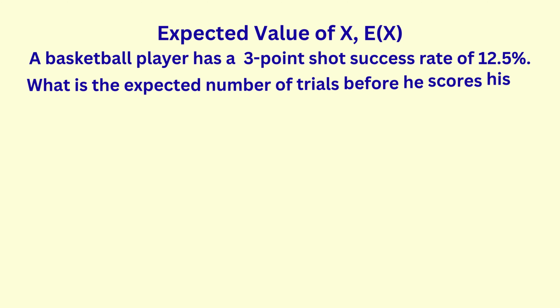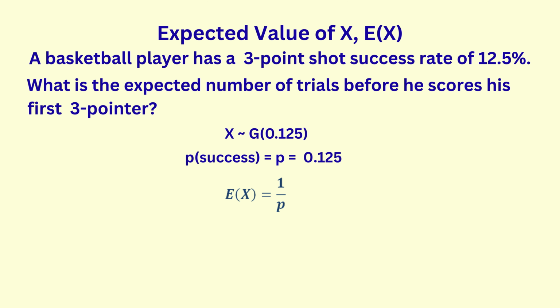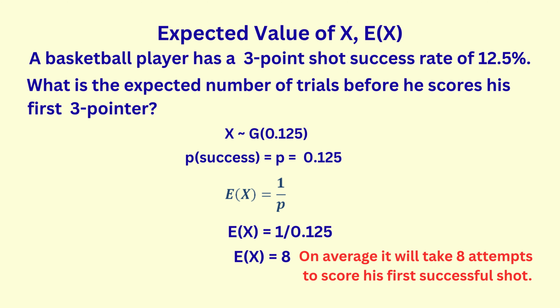So, for example, if a basketball player has a three-point shot success rate of 12.5%, what is the expected number of trials before he scores his first three-pointer? The probability of success, p, is 0.125. Hence, E of x is 1 over 0.125, that's 8. This means on average it will take him 8 attempts to score his first successful three-point shot.